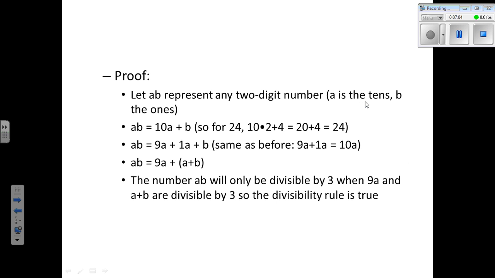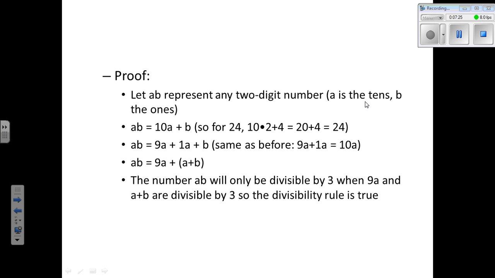So, proof. Let AB represent any two-digit number. A is the tens, B the ones. AB equals 10A plus B. So for the 24, 10 times 2 plus 4 equals 20 plus 4 equals 24.